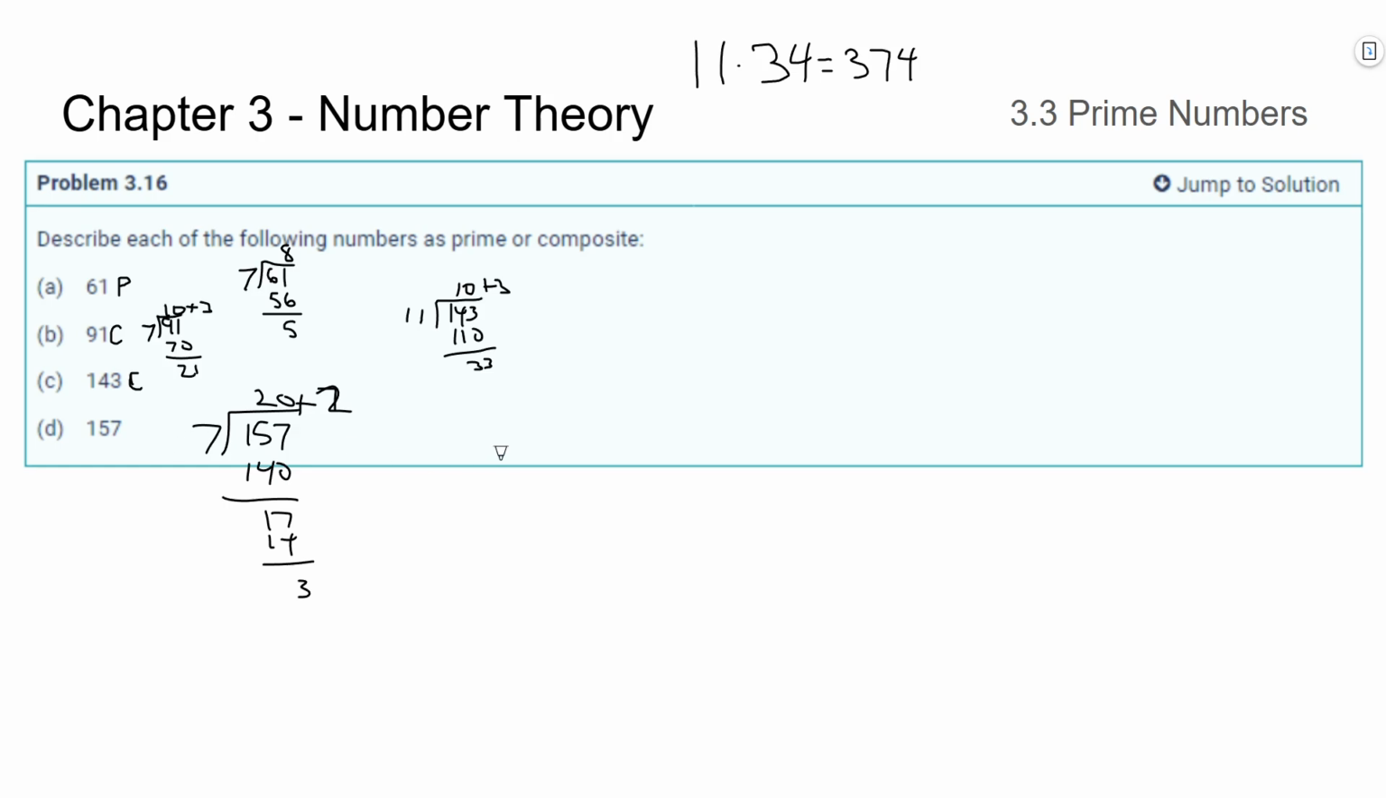We don't need to check 12 because it's an even number. How about 13? Do you remember 13 squared? If you don't remember, you can just do it real quick. 13 times 13 would be 9, 3 times 10 is 30, 10 times 3 is 30, and 10 times 10 is 100. That would give us 169. And that is higher than 157. So we don't need to check 13, which means this is a prime.